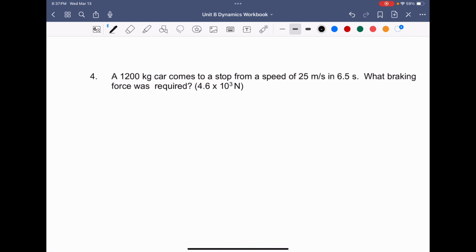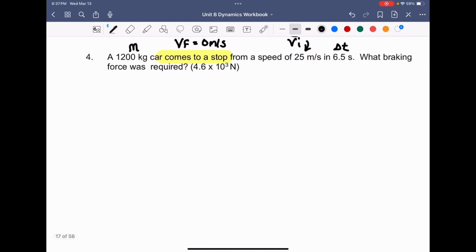Now, right away, we're just going to label a couple variables. They say that this car comes to a stop from a speed of 25 meters per second in a certain change of time, that being 6.5. What is the braking force required? So right away, I'm going to label this as my mass. Comes to a stop. Well, this is one of our key assumptions that says that the VF is actually equal to 0 meters per second. We're given a VI, which is equal to this 25 meters per second, and then we're given some sort of change in time.